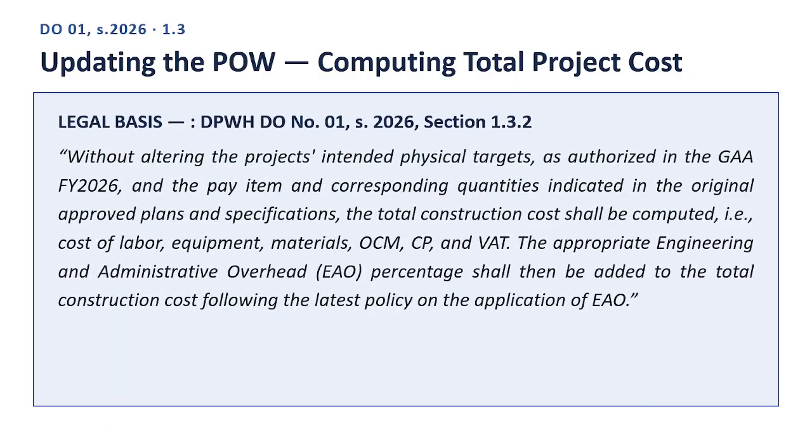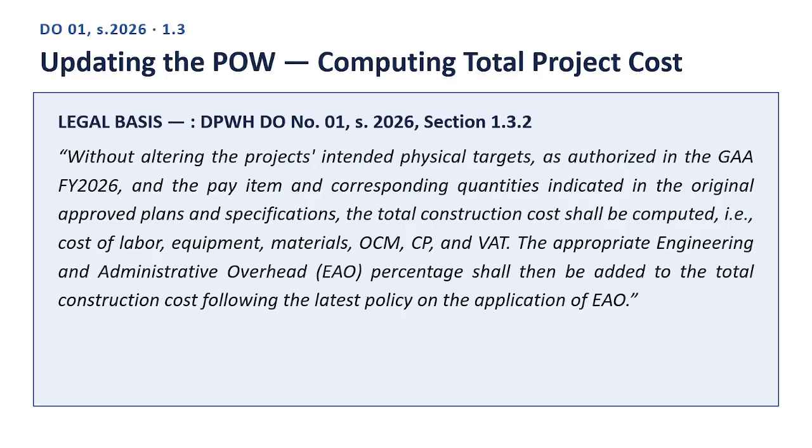Next slide. Updating the POW, computing total project cost. Here is the legal basis, quoting directly from DPWH Department Order Number 01, Series 2026, Section 1.3.2. Quote. Without altering the project's intended physical targets, as authorized in the GAA FY 2026, and the pay item and corresponding quantities indicated in the original approved plans and specifications.